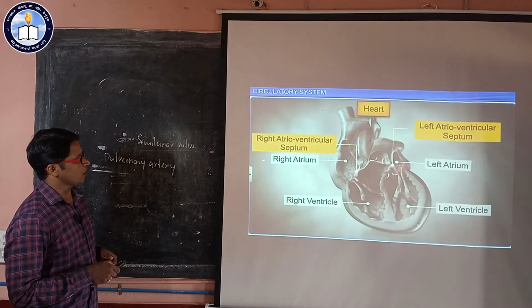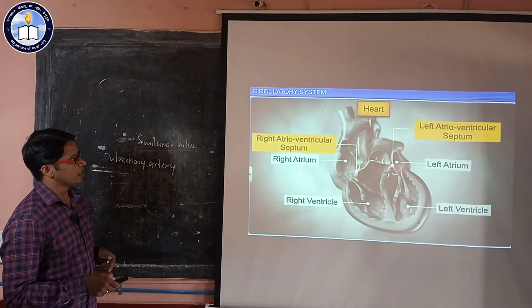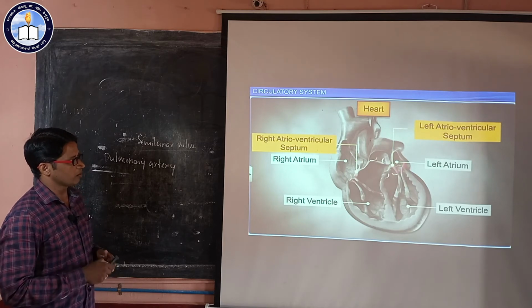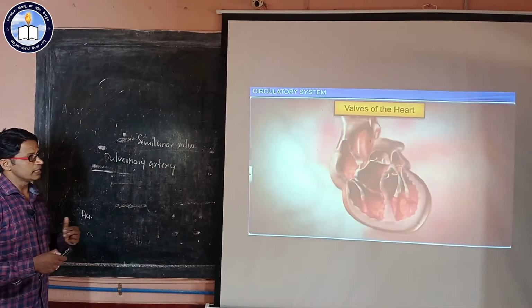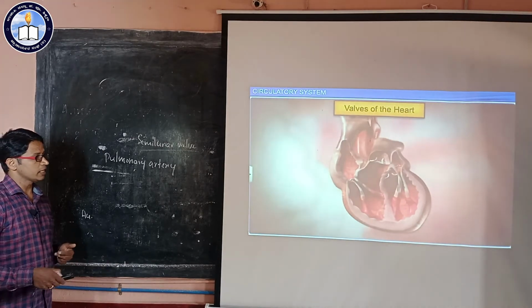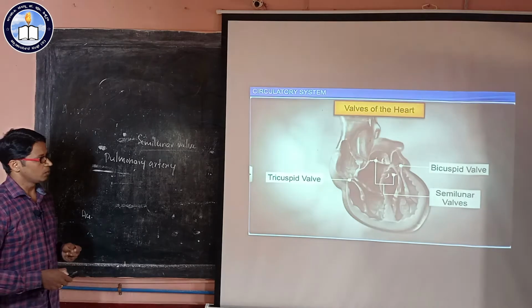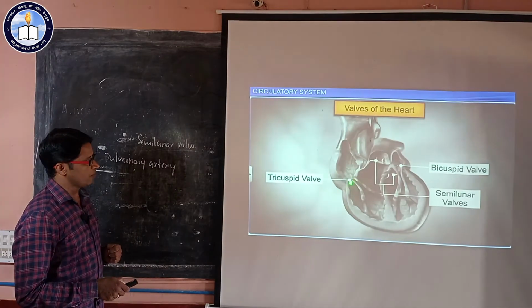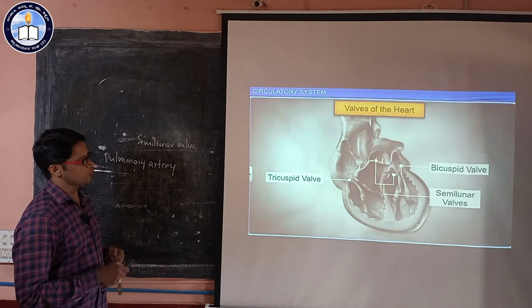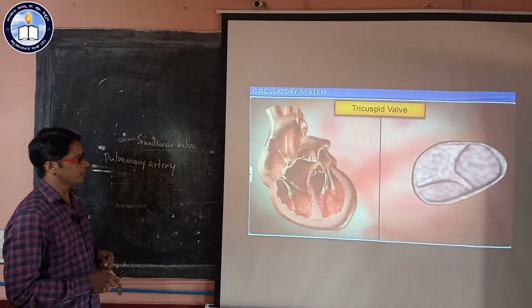The right atrioventricular septum is seen here, and the left atrioventricular septum is also seen here. There is a presence of a valve, that is the tricuspid valve, and there is a presence of the bicuspid valve. In addition to the tricuspid valve and the bicuspid valve, there is a presence of the semilunar valve.